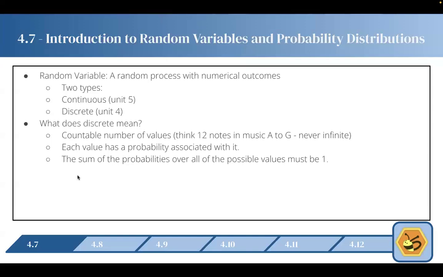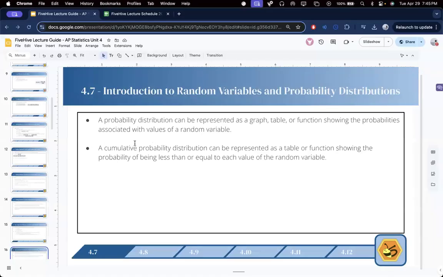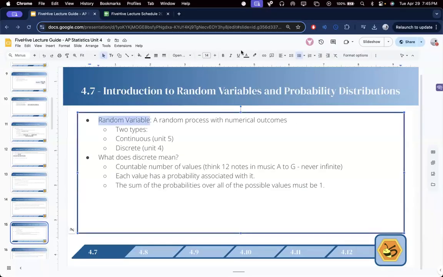Great. So let's take a look then at 4.7, which is Introduction to Random Variables and Probability Distribution. I know I've been saying this is where the fun starts, but this is where it really starts, right? So what is a random variable? I should probably bold this. A random variable is a random process with a numerical outcome.